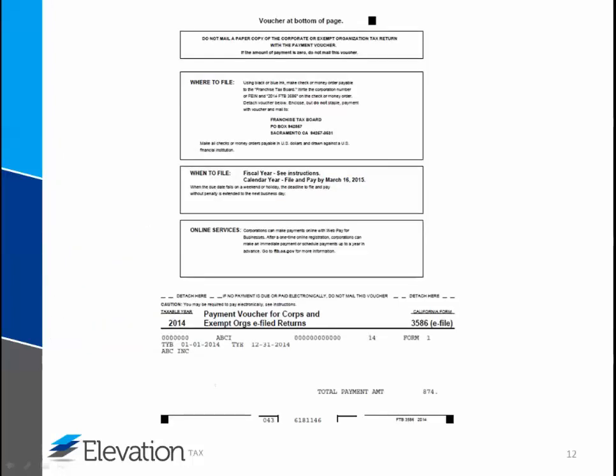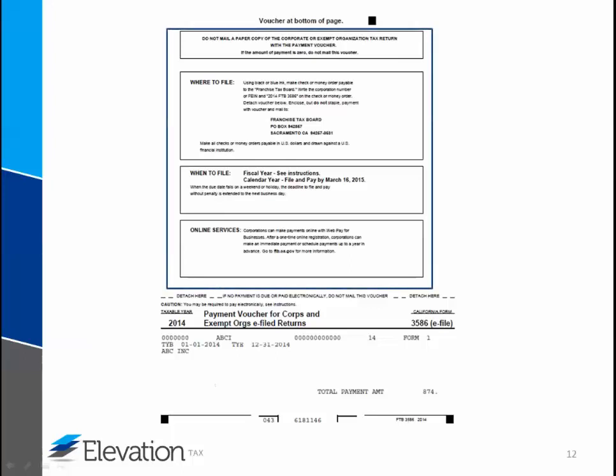So here is an example of a voucher. Although this is for the state of California, other vouchers, including federal and other state vouchers, will look similar to this one. The top portion gives instructions as to how payment should be made and when payment is due. For mailing payments, be sure to detach here and mail the voucher along with payment.